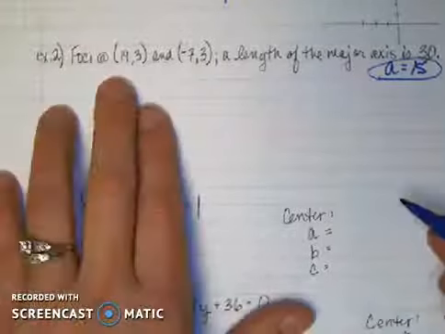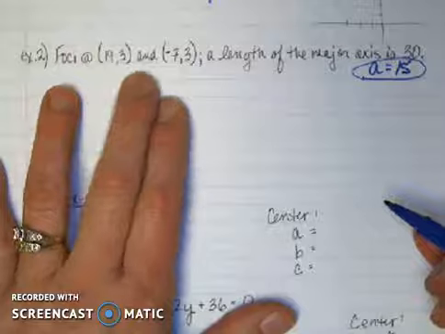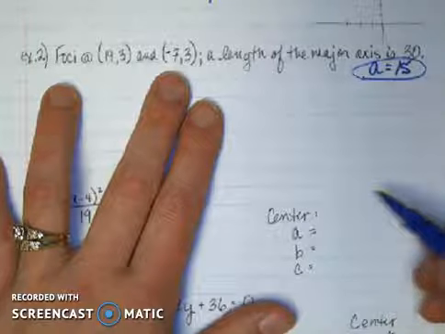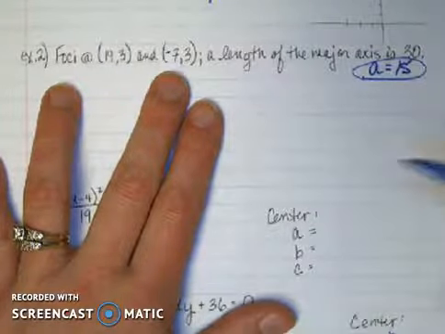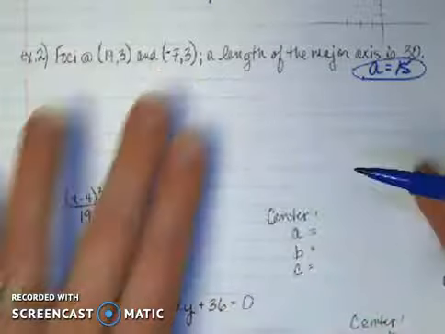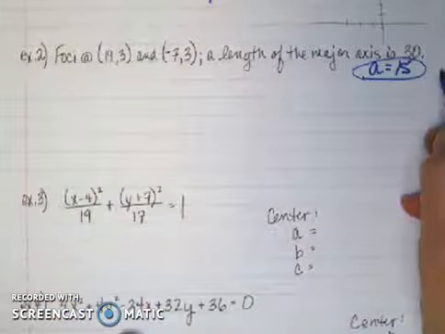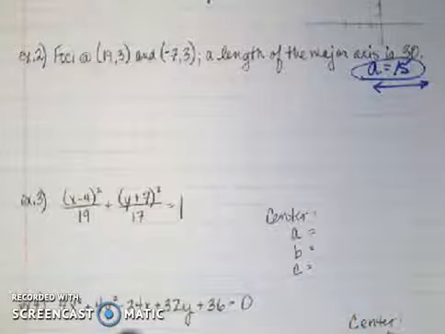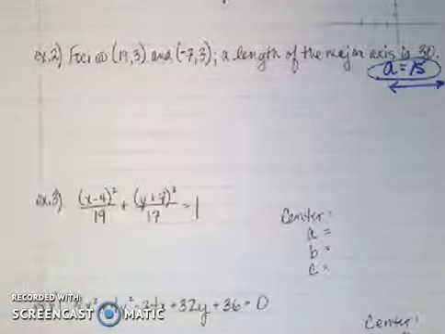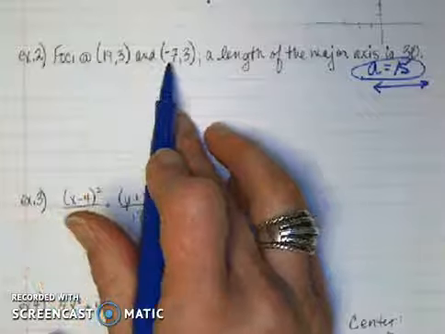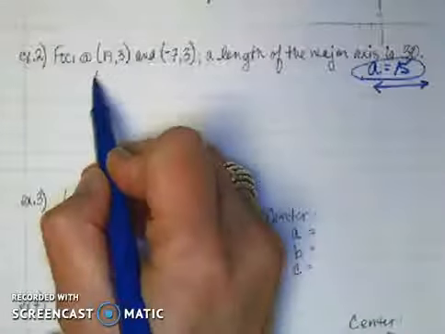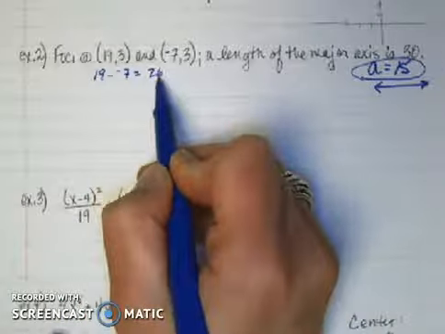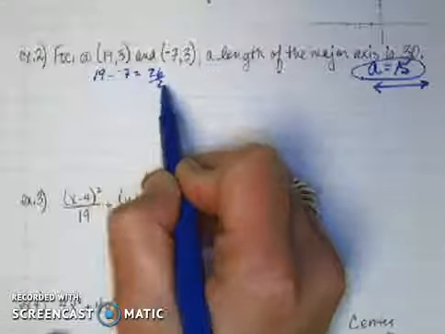If I know that the foci are at (19, 3) and (-7, 3), that means that I'm on the same horizontal y = 3 axis, right? So I know that my ellipse is horizontal in nature. I also can find the center. If I find the distance between 19 and -7, so 19 minus a -7, that's going to give me 26. I need to divide that by 2, so I get 13.